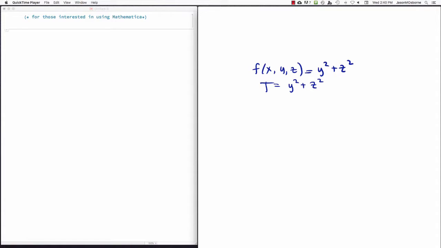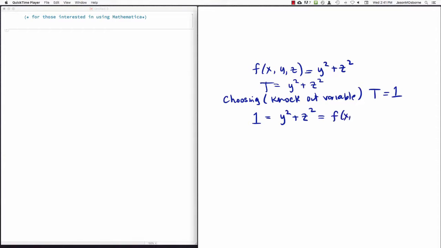Okay. And now let's start choosing. And by choice, I'm choosing to knock out a variable. And I'm going to choose to knock out the t variable, the temperature variable. So let's let t is equal to 1. Okay. And now what you can see is that we've got 1 is equal to y squared plus z squared, which was our function f of x, y, z. And we've chosen that fourth variable. We've selected it to be equal to 1.